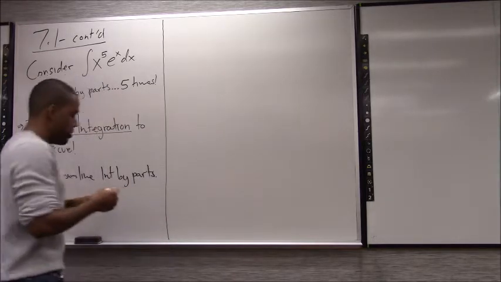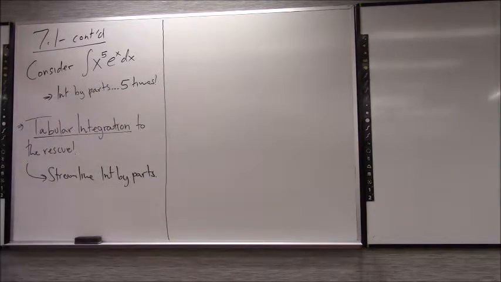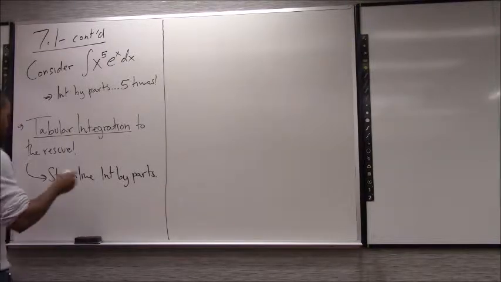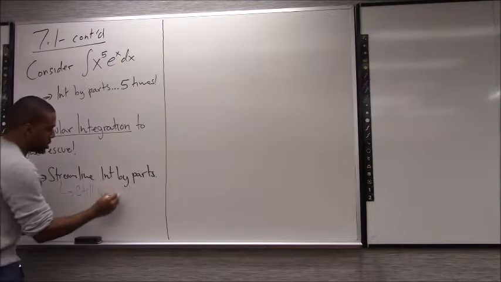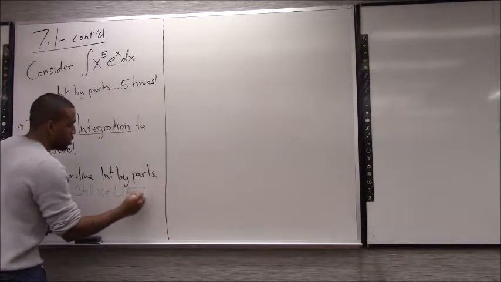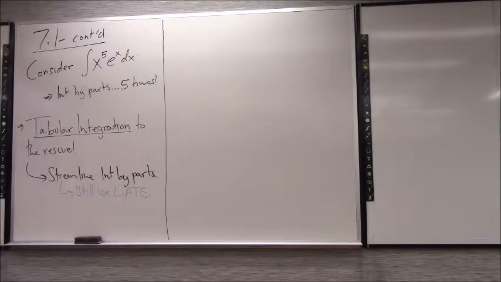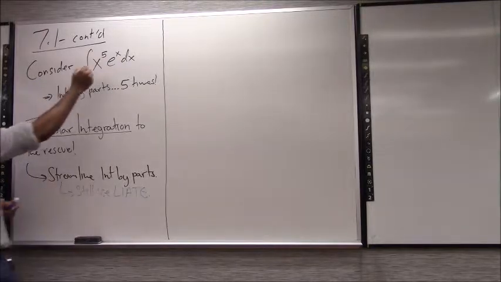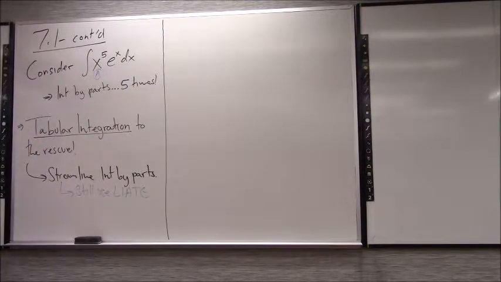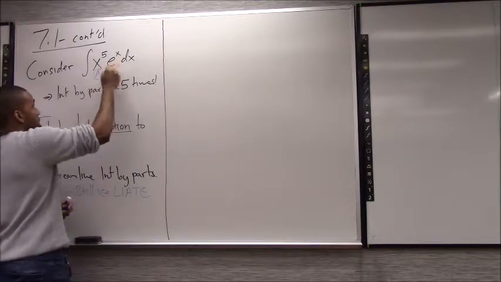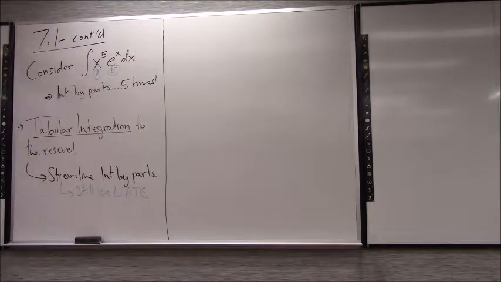So again, LIATE and all that still applies. You will still have to identify who's your u. Still use LIATE, because you will know who you need to differentiate and who you need to integrate for this method to work. So here, this guy would fall under your A for algebraic, which is polynomial. This guy would fall under your E, which is exponential. And so you know that your u would be the x.